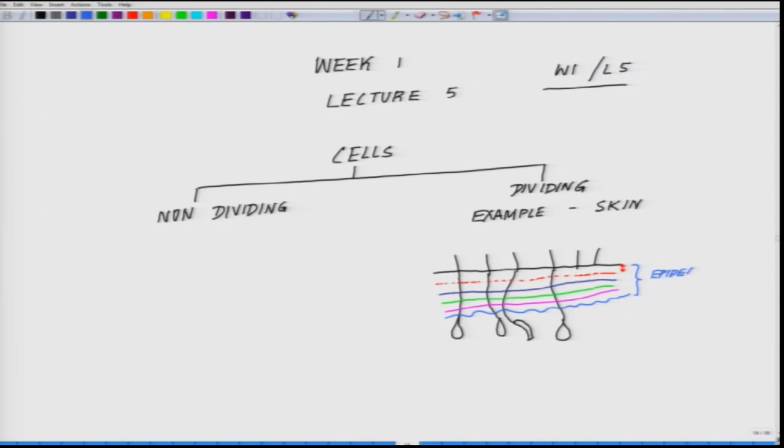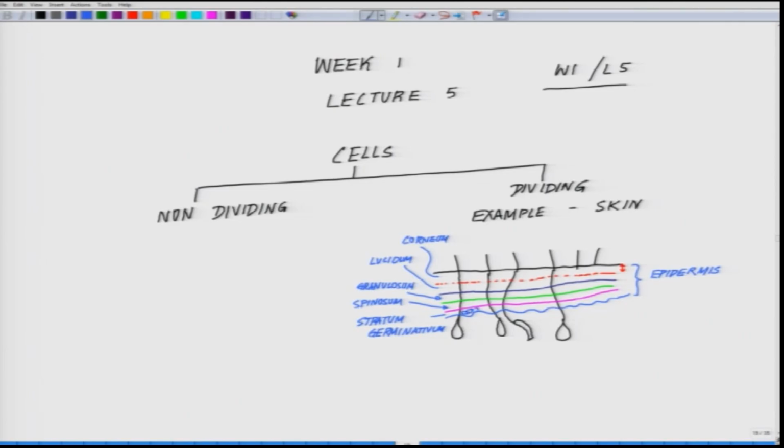So this is the epidermis. And within the epidermis, the layers are: this is stratum germinativum, this one is stratum granulosum, in between is stratum spinosum, stratum lucidum, and stratum corneum. Now, the interesting part is this layer.